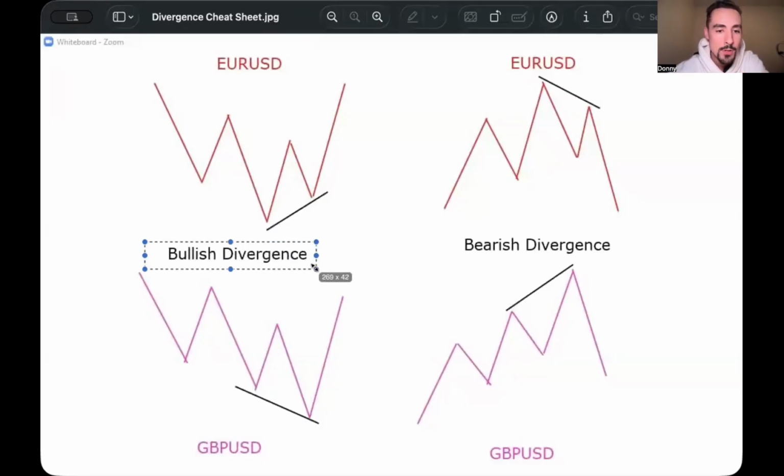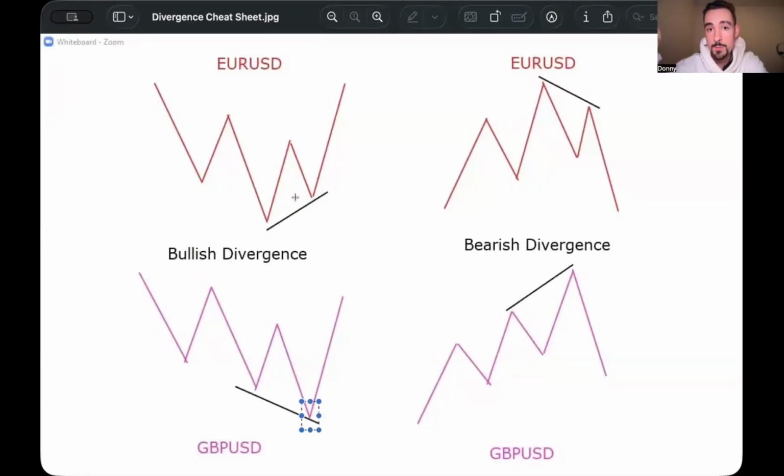So a bullish divergence is when you have two correlating pairs, doesn't matter what they are, by the way. This could be gold and silver. Right now on screen we have Euro USD and GBP USD as an example of two correlating pairs. A bullish divergence is when you have one of the two pairs creating a higher low while the other one is creating a lower low. That is very telling, especially if it's inside of a higher time frame point of interest.